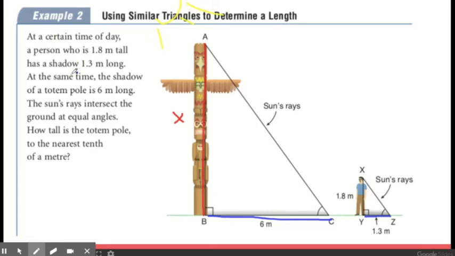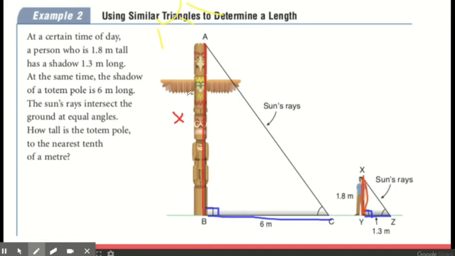Okay, so at a certain time of day, a person who is 1.8 meters tall is casting a shadow that is 1.3 meters long. So there's their shadow, there's the height of the person. It says at the same time, the shadow of a totem pole is 6 meters long. The sun's rays intersect the ground at equal angles. So that just means that I have this 90-degree angle here, okay? And it's asking how tall is the totem pole to the nearest tenth of a meter. So we're comparing the height of the totem pole to the man's height over here.